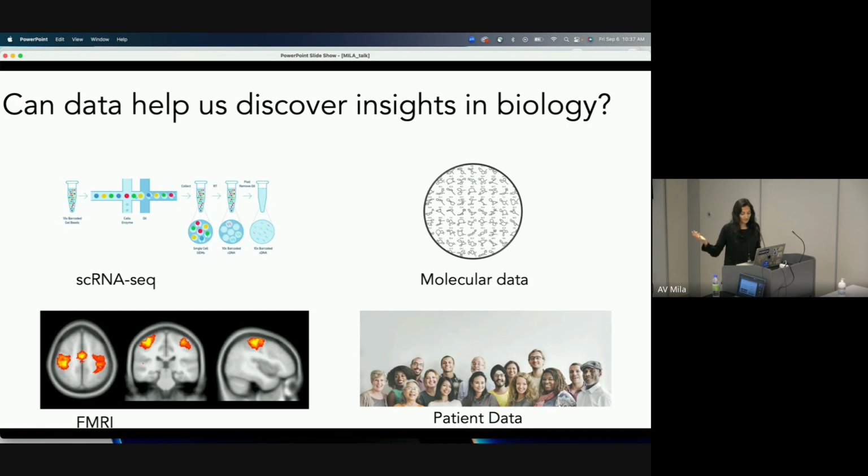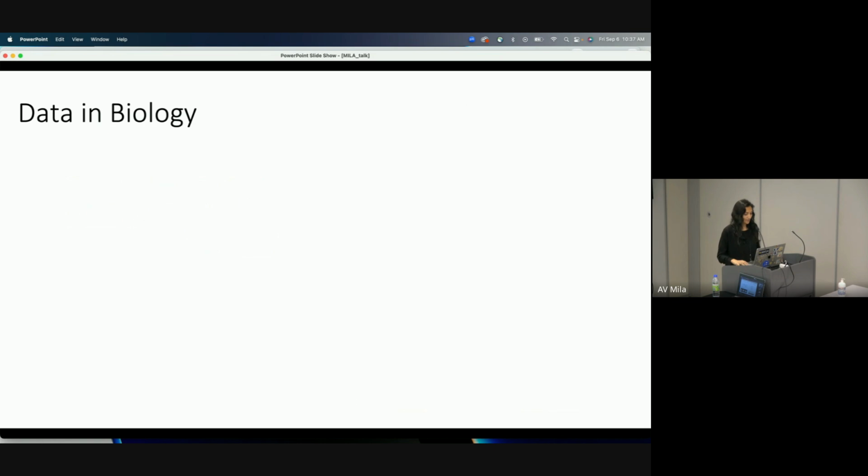Similarly, you have healthcare data and even molecular data, which I'll be talking about less, but a lot of these kinds of unsupervised methods that I'll be talking about for high-dimensional, high-throughput data could also apply there. So I was talking to you a little bit about how data in biology can really challenge machine learning.